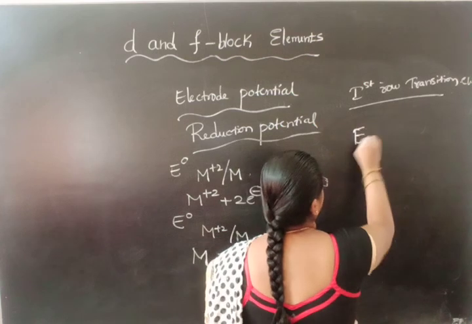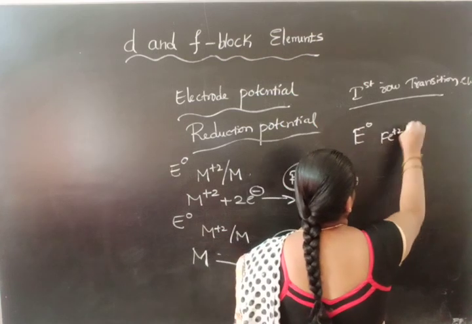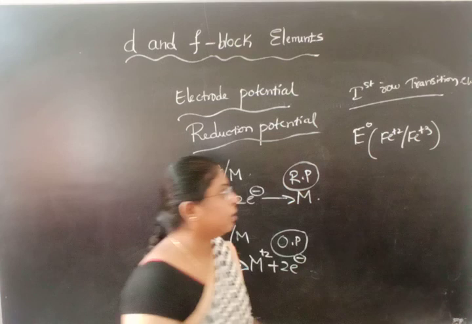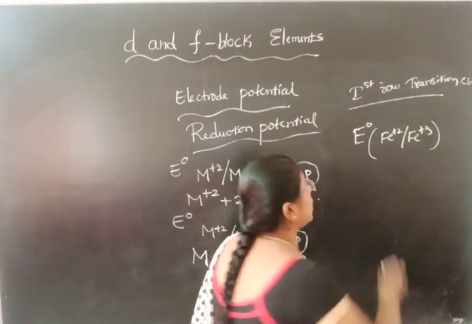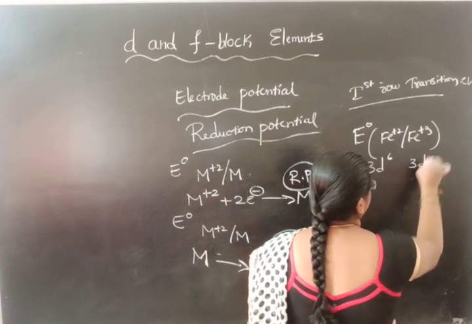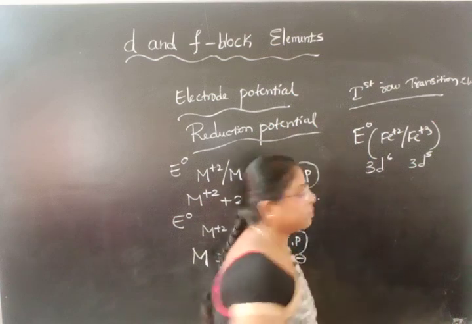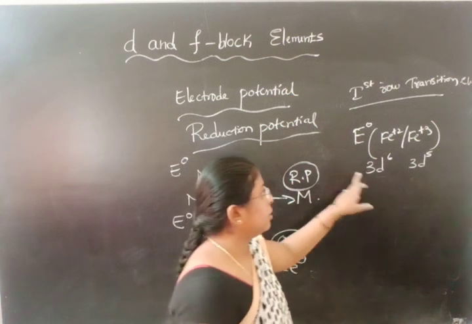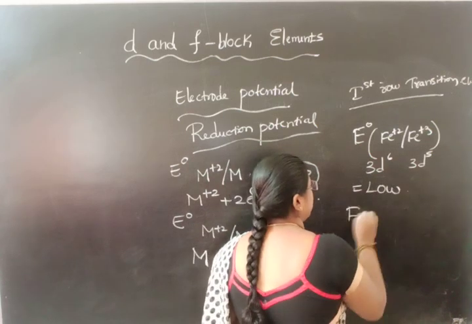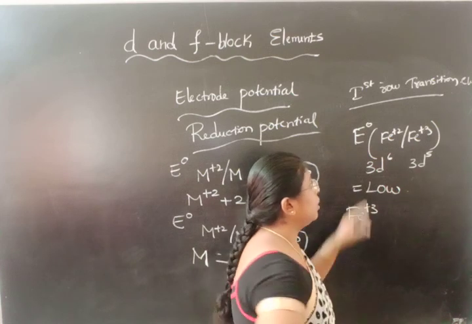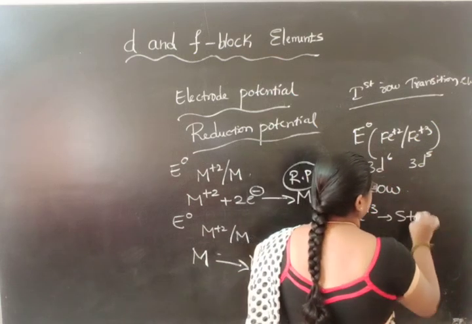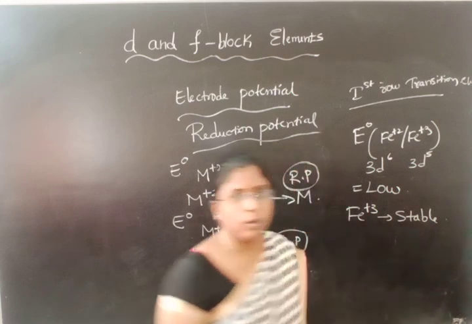Here, E0 for Fe plus 3 to Fe plus 2. What happens here? Fe plus 2 has 3d6 configuration, and Fe plus 3 has 3d5 configuration. The E naught value here is low because Fe plus 2, after losing one electron, attains a stable Fe plus 3 configuration. It is stable and its E naught value is low.